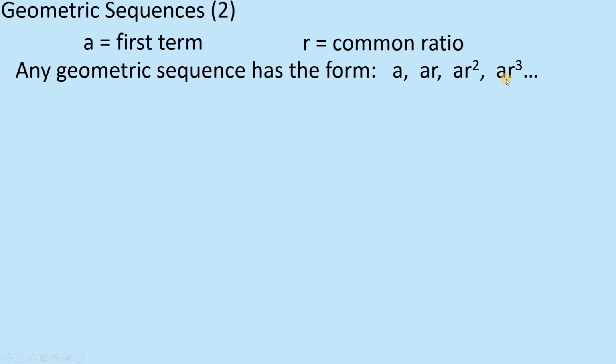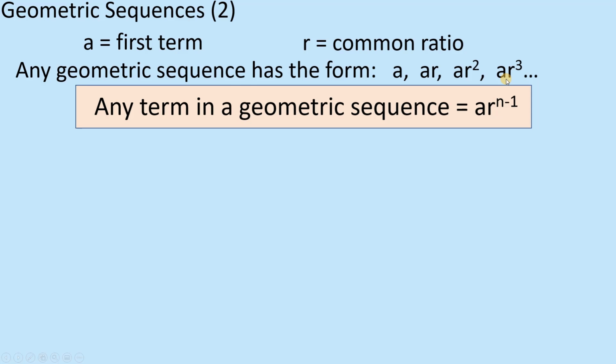All right. So there's a formula which represents a geometric sequence, and it's given as AR to the power n minus 1. Right, now your question might be, what's this n minus 1? What's this all about? Well, I'll explain that one.